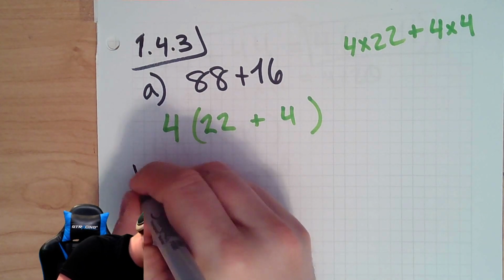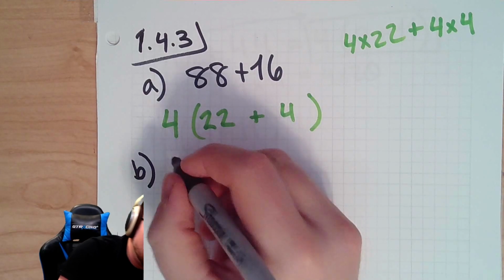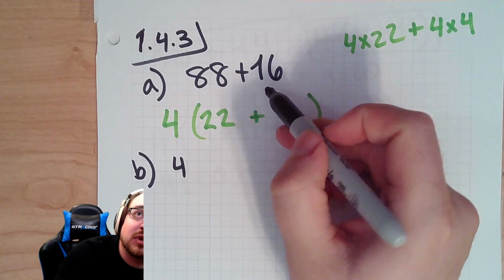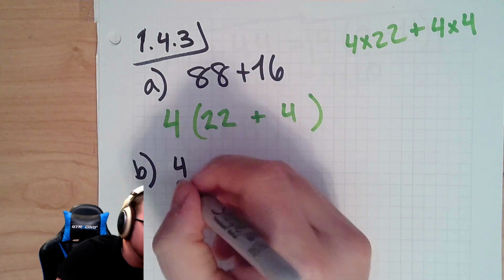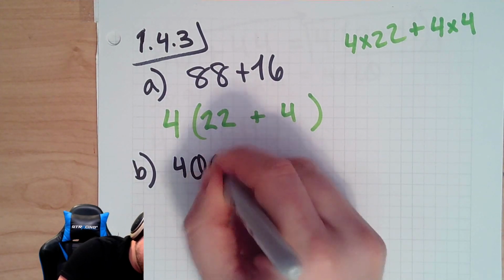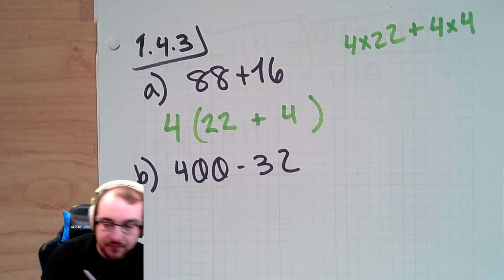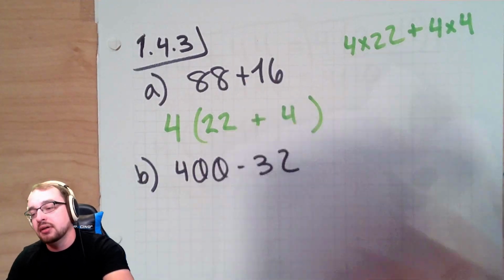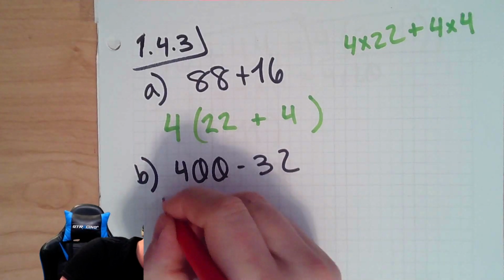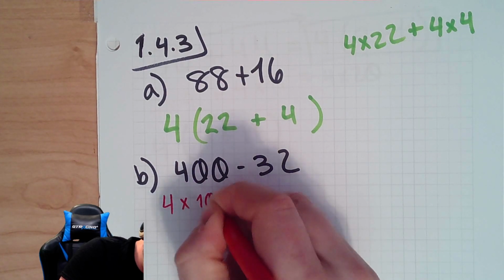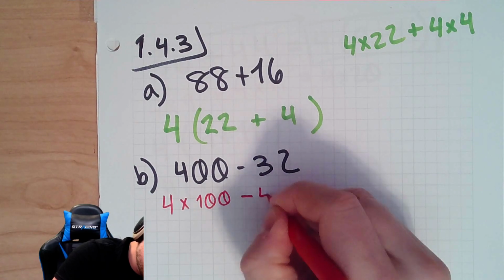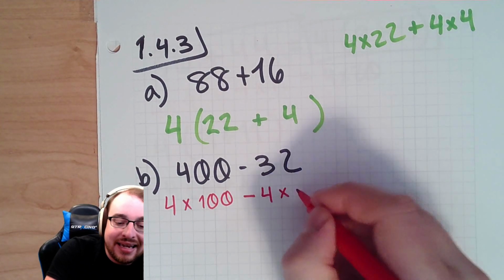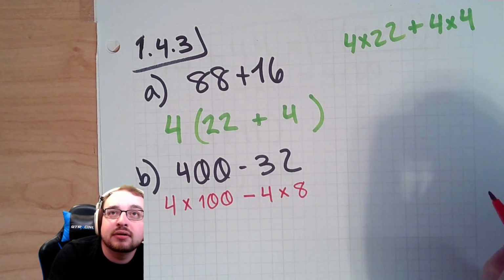Part B, when it says to factor out, again, we're not solving, we're just turning it into a multiplication problem, taking addition and turning it into something times something. It says 400 minus 32. Well, just like I did up here, let's think about what I can turn this into. 4 times 100 is 400, and then we have a minus sign. 4 times 8 is 32.